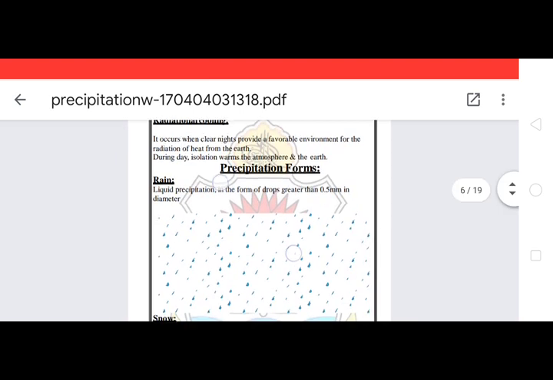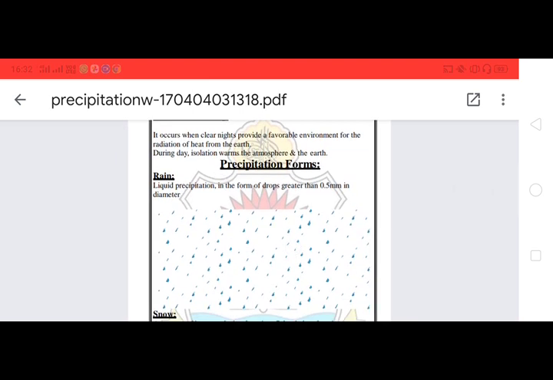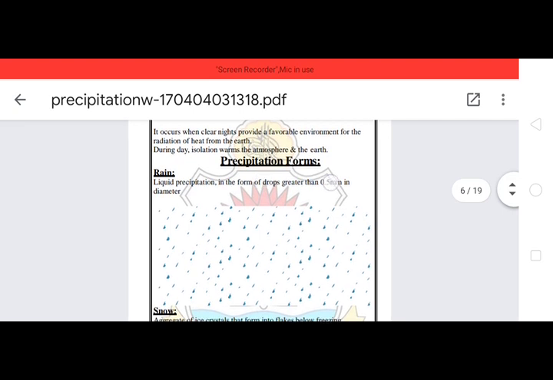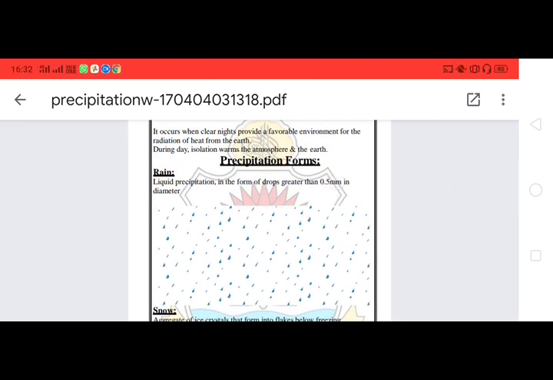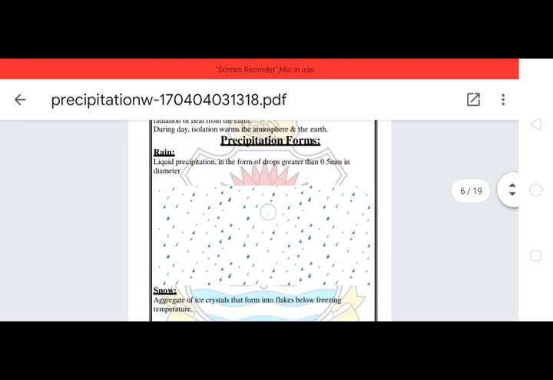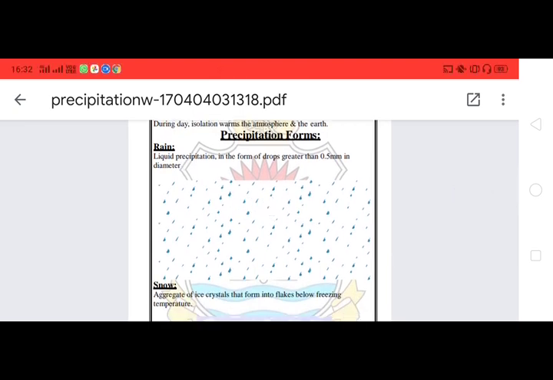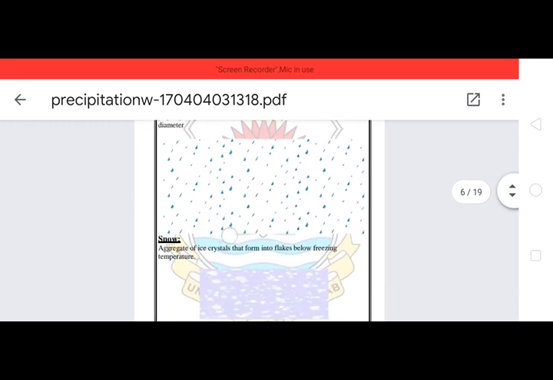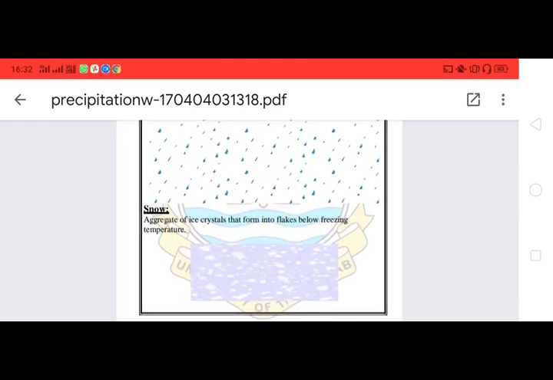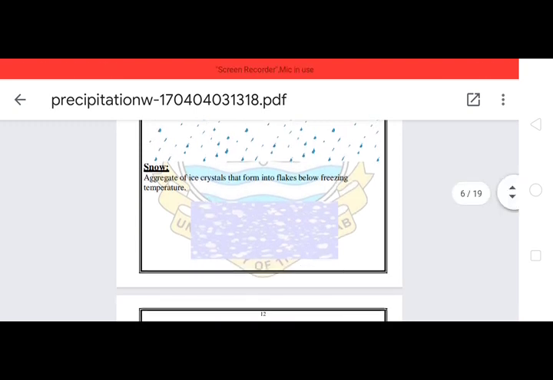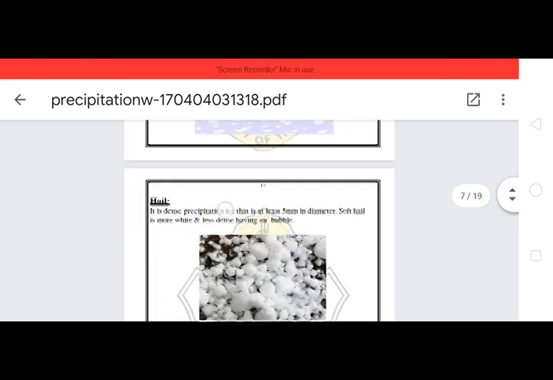Then we are discussing now the forms of precipitation. The first point to be discussed is rain. Liquid precipitation in the form of drops greater than 0.5 mm diameter, which are shown in the picture, is rain. Then what is snow? Aggregates like ice crystals that form into flakes below freezing temperature. As you can see, these are thicker as compared to raindrops. And then what is hail?